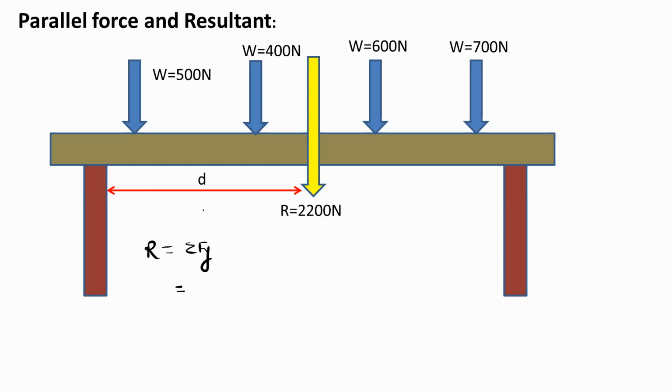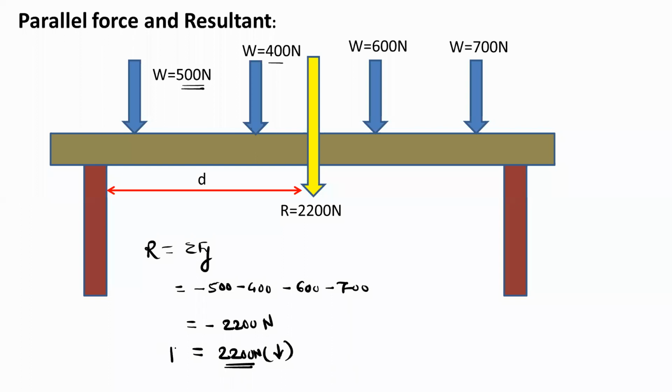So this is equal to, first, minus 500, because 500 Newton is acting in the negative y direction. So minus 500, minus 400, then minus 600 and minus 700. So this total addition is minus 2200 Newton, and this is equal to 2200 Newton in the downward direction. This is the representation of the resultant. So this is the resultant R, 2200 Newton acting in the downward direction.